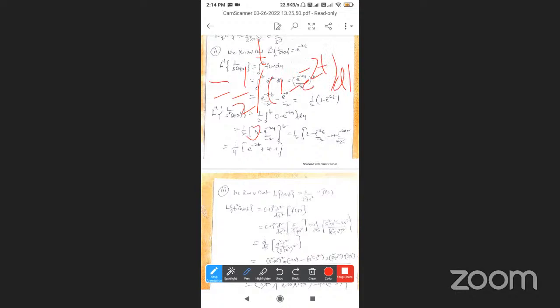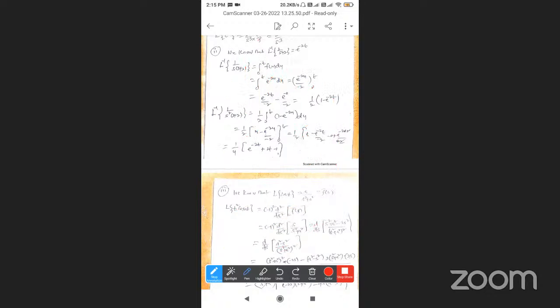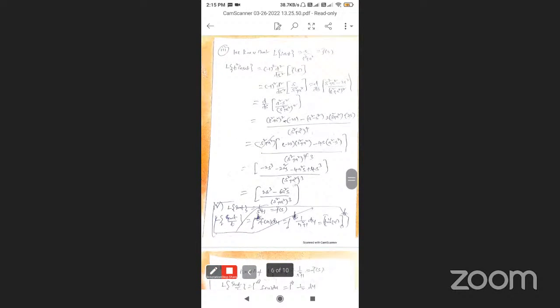So 1 by 2 times the integration of u minus e power of minus 2u by minus 2, with limits 0 to t. Applying the limits, upper limit t minus e power of minus 2t by minus 2, lower limit 0 minus e power of 0 by minus 2. Simplifying, that is 1 by 2 into 1 by 2, which is 1 by 4 into e power of minus 2t plus 2t minus 1. So the second part is completed.